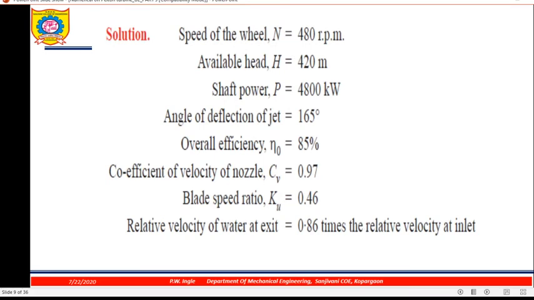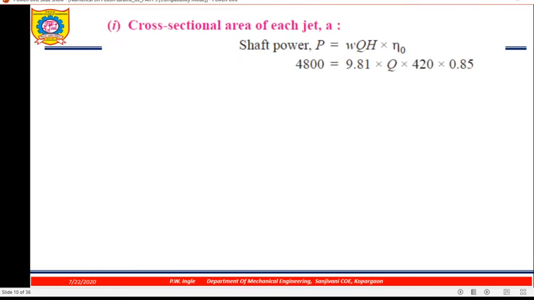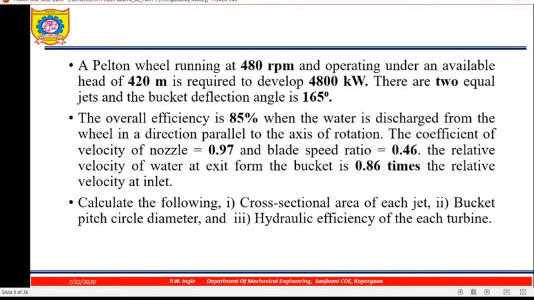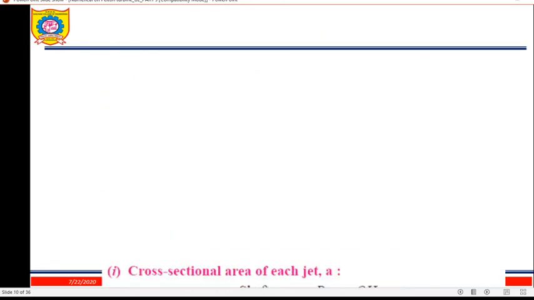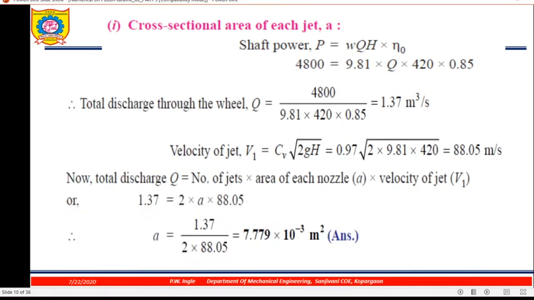So we can write the given data: speed of wheel, available head, shaft power, angle of deflection, overall efficiency. Then Vr2 equal to 0.86 times Vr1. What you have to calculate first? Cross-sectional area of each jet. So here you see total discharge Q equal to number of jets into area of each nozzle into velocity of jet. So how to calculate velocity of jet? It is V1 equal to Cv under root 2gH.